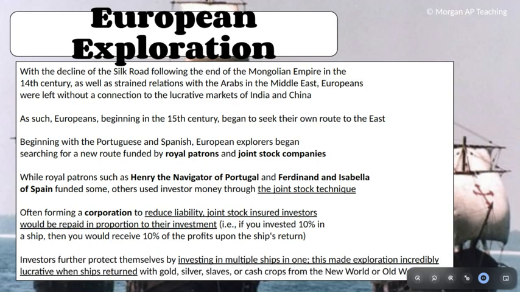And then investors further protected themselves by investing in multiple ships, which made exploration incredibly lucrative when ships returned, because the ships would come back with gold, silver, slaves, or cash crops from the New World or Old World.